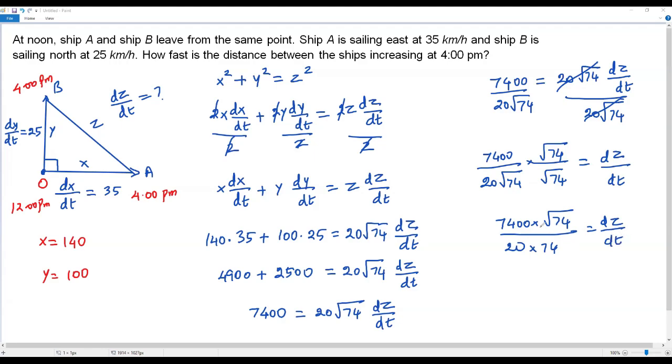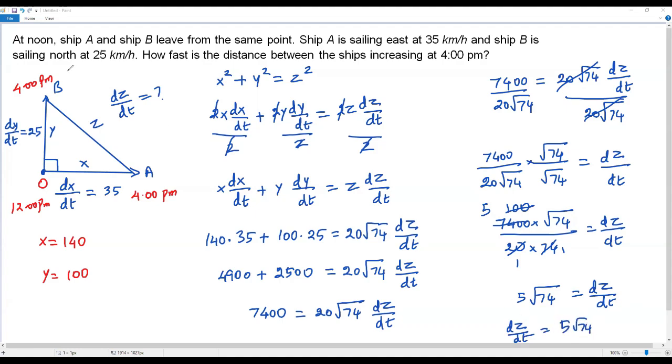Let me write it over here. So 74 goes into 74 one time, and 74 goes into 7,400 100 times, because 74 goes into 74 one time and we have two zeros here. 20 goes into 100 five times. So I'm getting 5 times the square root of 74 equals dz/dt, or we can write this as dz/dt is equal to 5 times the square root of 74.